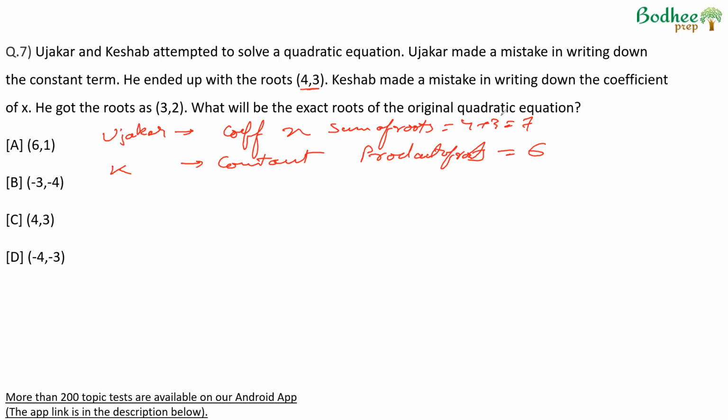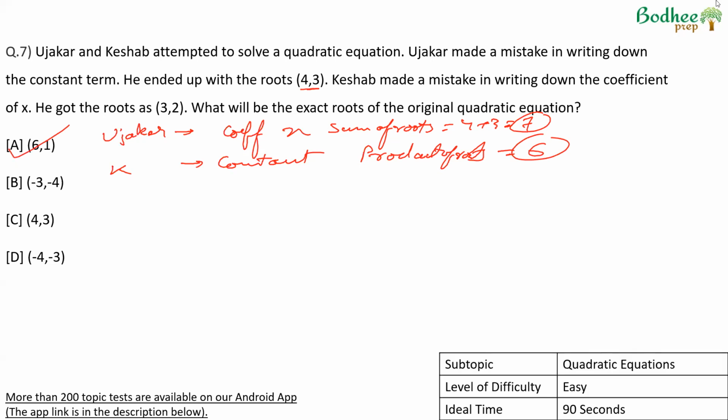What will be the exact roots of the original quadratic equation? We need two numbers such that the sum is 7 and the product is 6. Clearly, we can see that the option that satisfies the condition is A, and that becomes my answer. Easy question. You would have done this or similar questions earlier as well, and therefore maximum 1.5 minutes to solve it. Option A.